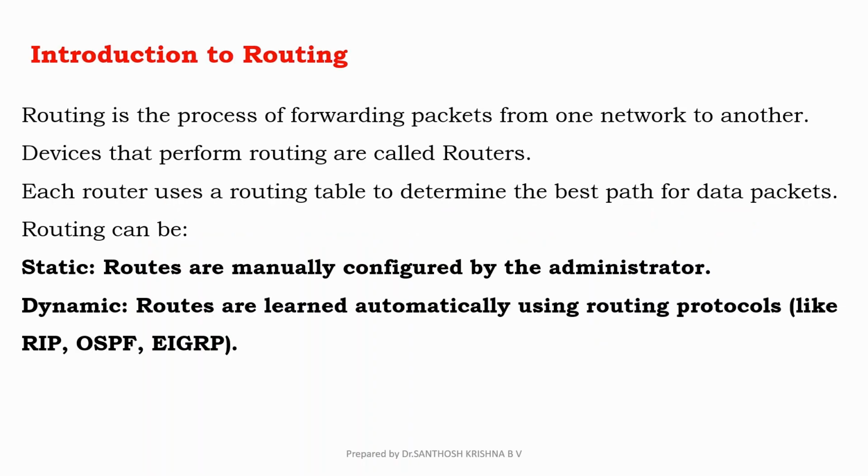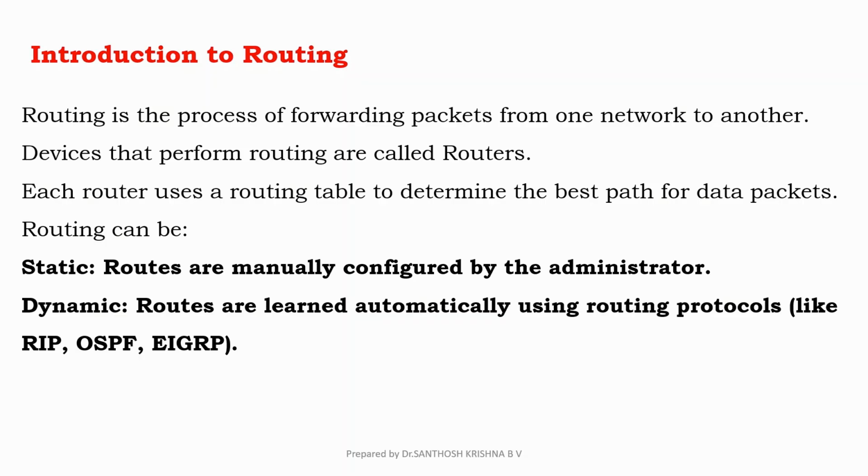We'll learn what routing is first. Routing is the process of forwarding packets from one network to another. The devices or components which perform routing are called routers. This routing happens in layer 3, that is the network layer. Each router uses a routing table to find out the best path for data packets.